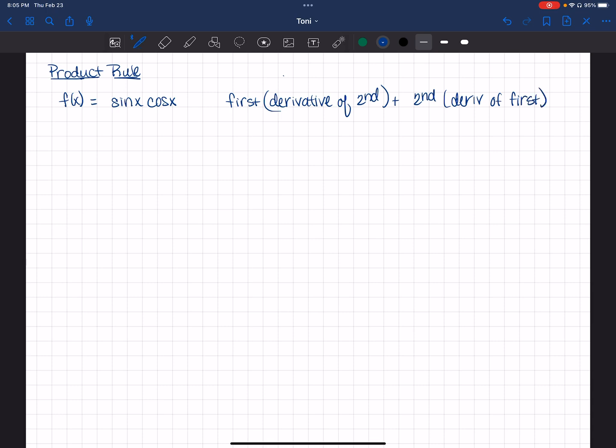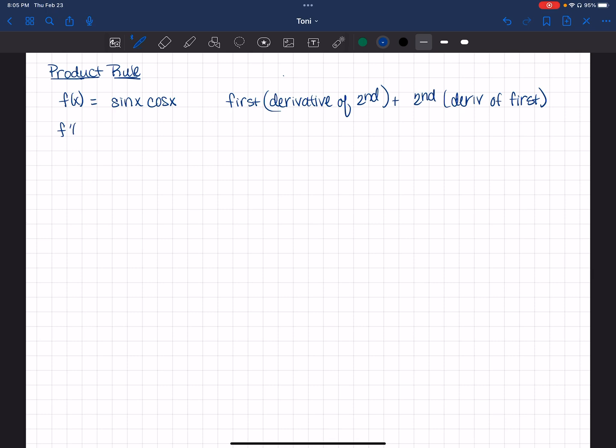Now, some books will actually go derivative of the first times the second plus the second times the derivative of the first. It doesn't matter because plus is in there, but I just learned it first times the derivative of the second plus the second times the derivative of the first. Okay, so that's the way I always say it.